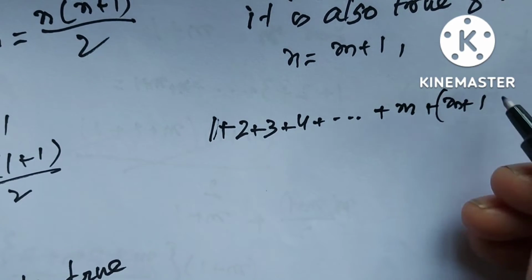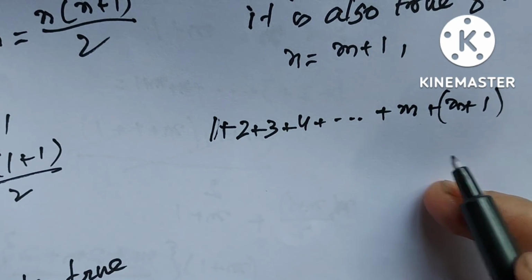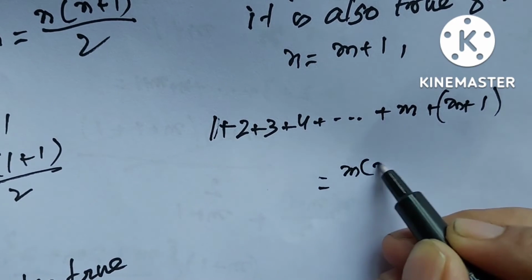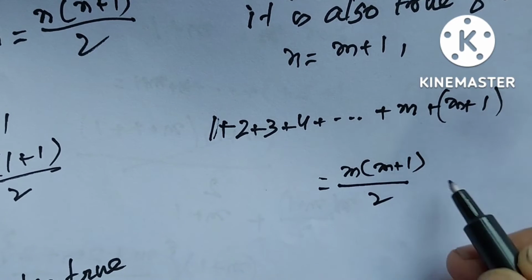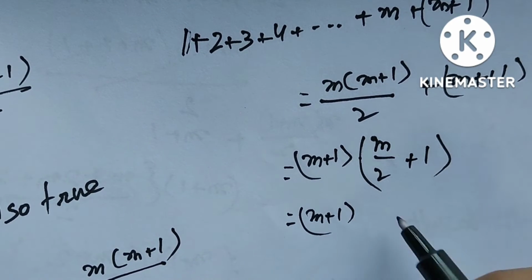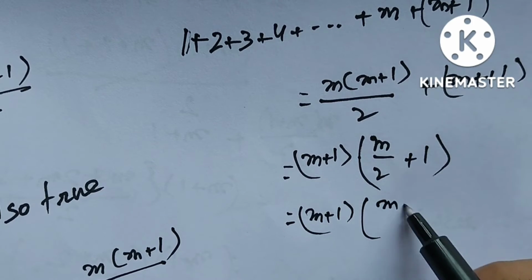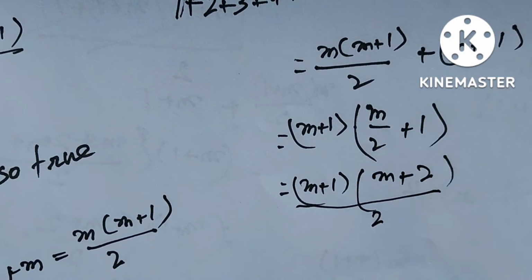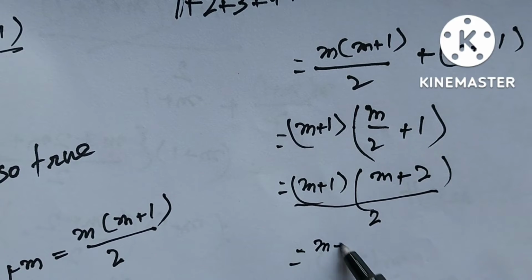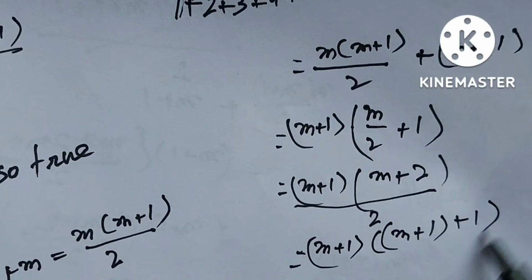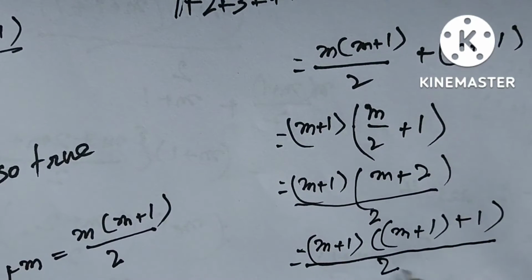That means at first we write down this, solve this, and then this is equal to m into m plus 1 by 2 plus m plus 1, which is m plus 1 into m plus 2 by 2, is equal to m plus 1 into m plus 1 plus 1 by 2. This is also true.